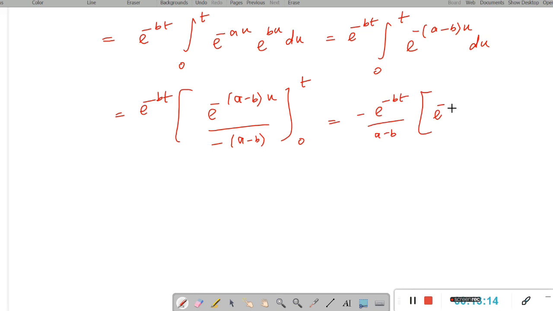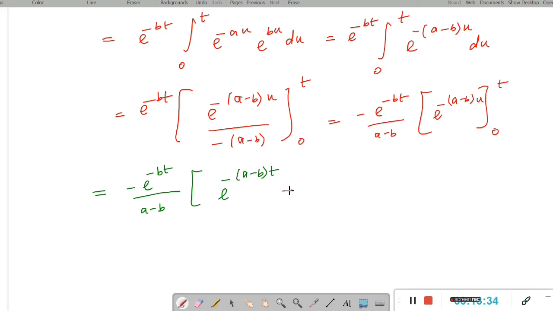After that, try to substitute the upper and lower limits, which is equal to minus e power minus bt by a minus b. If you substitute u equal to t, you may get e power minus a minus b into t minus, if you substitute u equal to 0, you may get e power 0 equal to 1. Now you can multiply e power minus bt divided by a minus b.